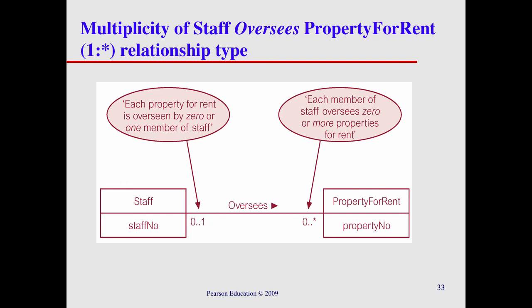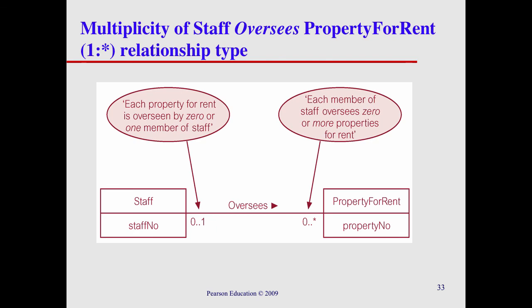Okay. Again, when you're doing these diagrams in the real world, you have to make sure that you interview the right people and that you get this information. You don't just assume that a property must be overseen by someone. You ask and make sure, is it always going to be overseen by someone, or could it temporarily be null?